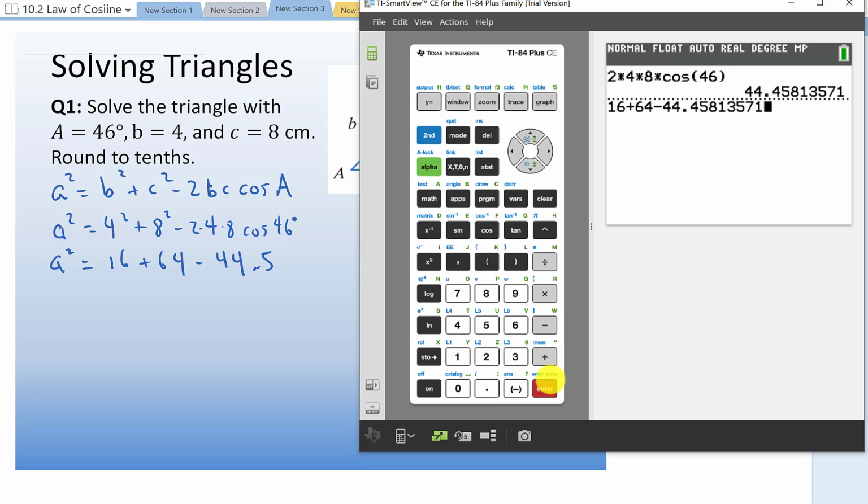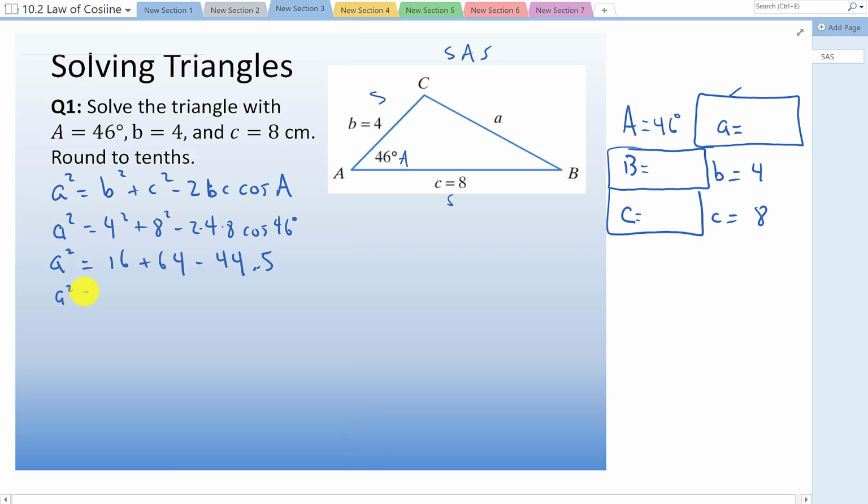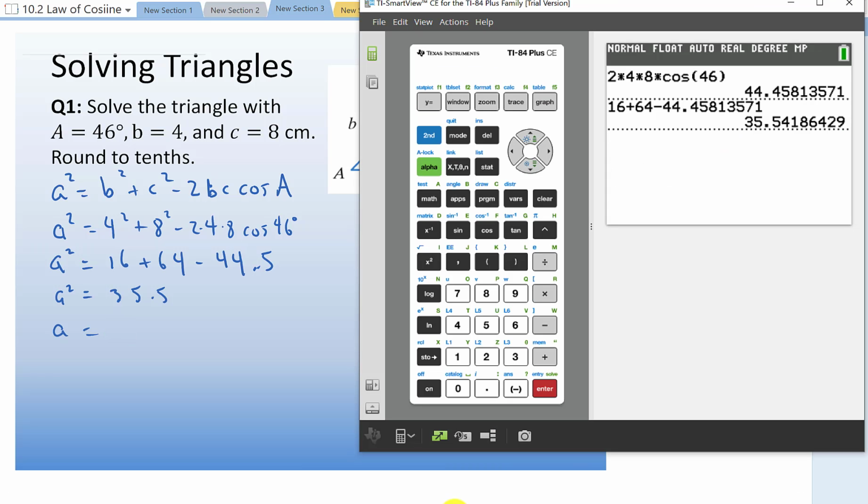And so, in fact, we could finish that off and go 16 plus 64 minus, and then we'll go up and grab this whole number and put that whole number in there and enter that. And so it equals 35.5. So that's a squared. So a squared is 35.5. Now this is a round off here because I'm basing it on just rounding off. But I want to get the exact answer for A, and I'm going to take the square root.